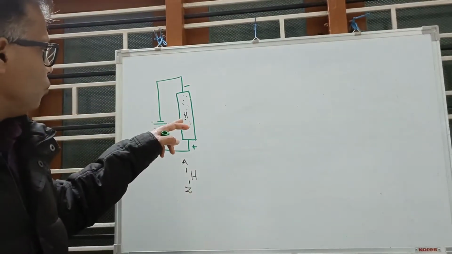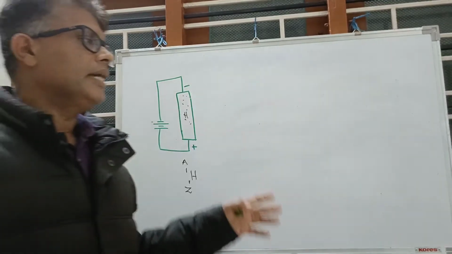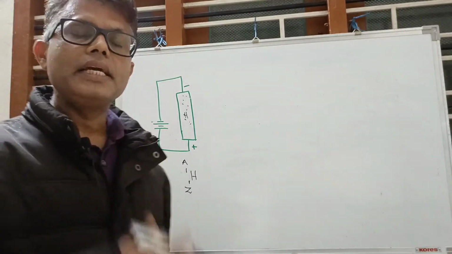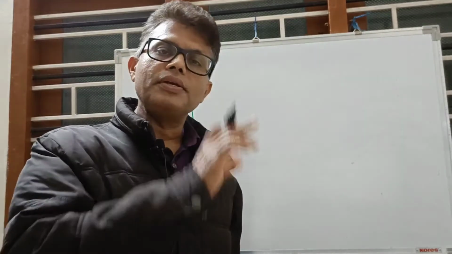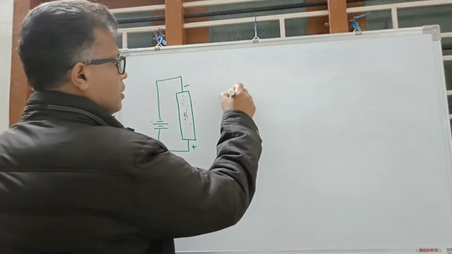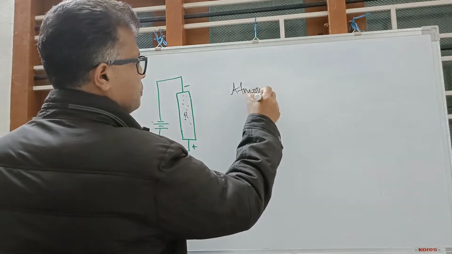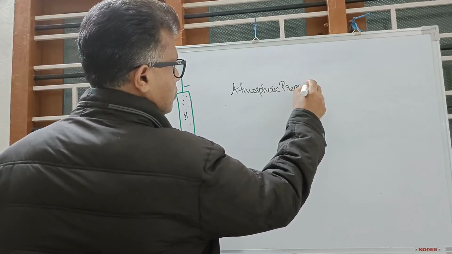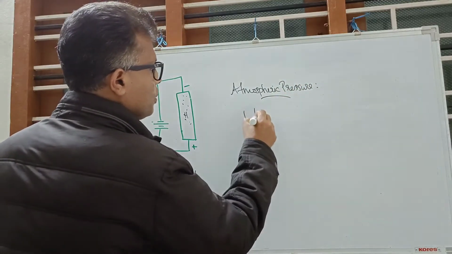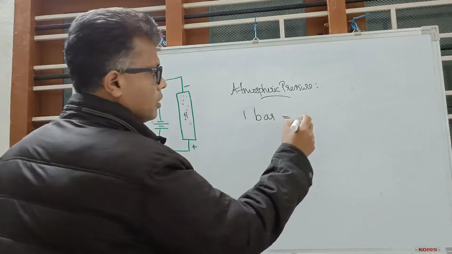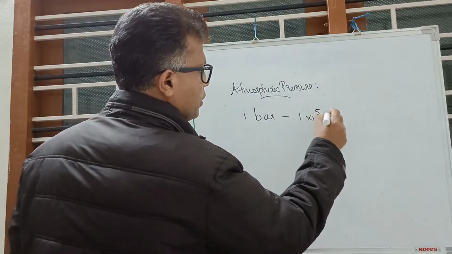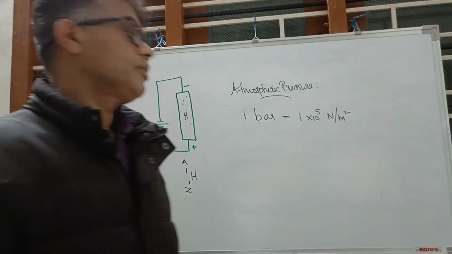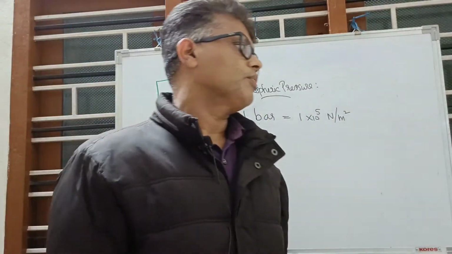Clear. Now, if hydrogen gas is taken at less than atmospheric pressure. What is atmospheric pressure? I am telling so many details in this video, and whatever you require, you can just take it on. What is atmospheric pressure? Normally it is called 1 bar. It is 1 into 10 raised to 5 Newton per meter square. 1 bar is equal to 1 into 10 raised to 5 Newton per meter square.